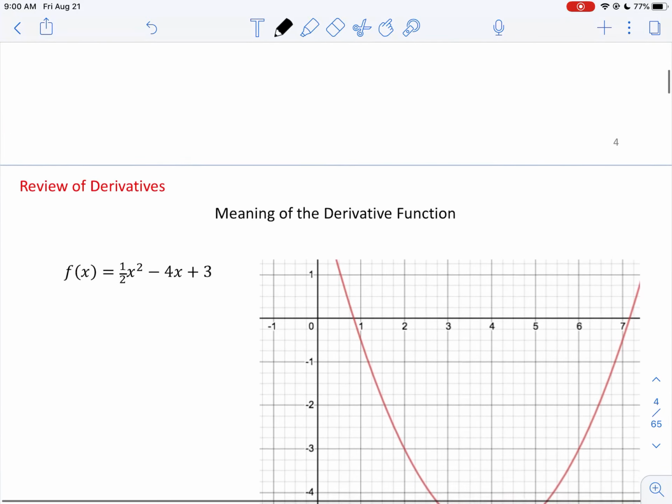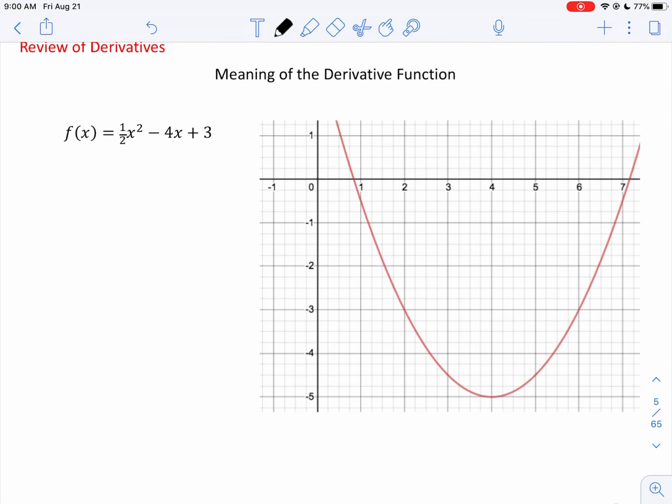All right, that's slide 4. Okay, so the last slide for this review. This is just to reiterate what the meaning of the derivative function is in the first place, like what do derivatives help us know about a function. So I've got a function here. It's a parabola, 1/2 x squared minus 4x plus 3. It's been graphed for you. I used Desmos to graph this.